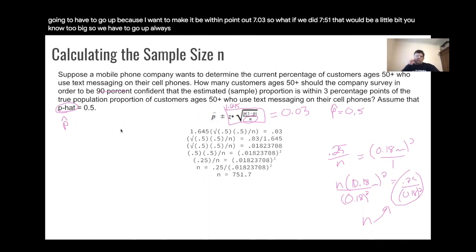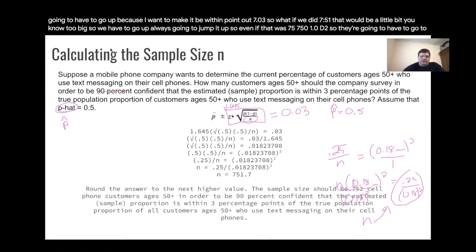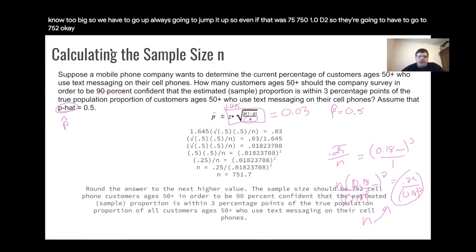You're always going to jump it up. So even if that was 751.01, you're still going to round it up to 752. So they're going to have to go to 752. Okay. So they got to go up no matter what. You're always going to bump up the n. All right.